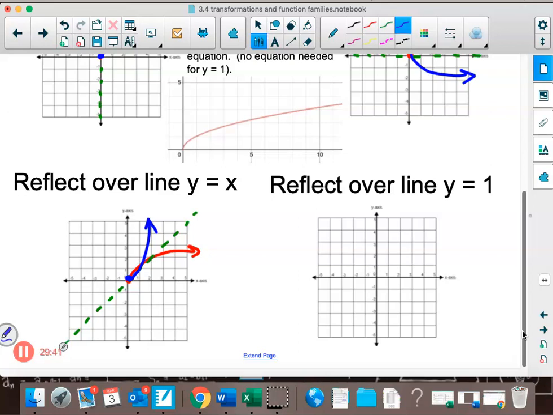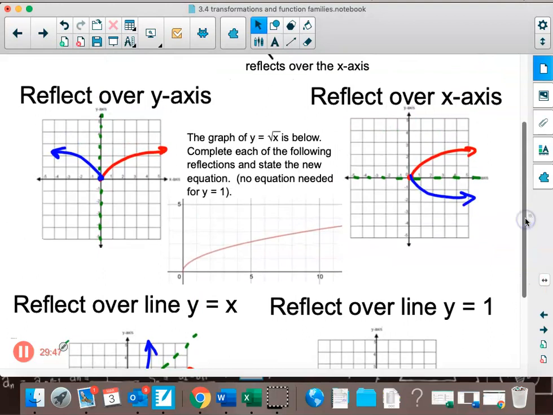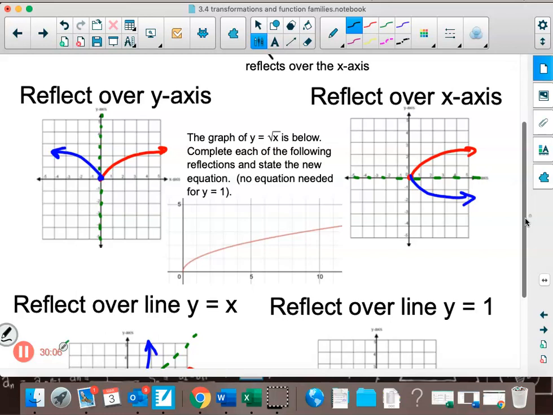Now, one thing I wanted to show you about ordered pairs when you're reflecting, we have 3 minutes. We can do this really quickly. If this is the point 1, 1 over the y-axis, this is the point negative 1, 1. If this is, we're doing square root, 4, 2, negative 4, 2, right? So the x changes sign. If you're reflecting over the x-axis, 1, 1 becomes 1, negative 1. The y changes sign.